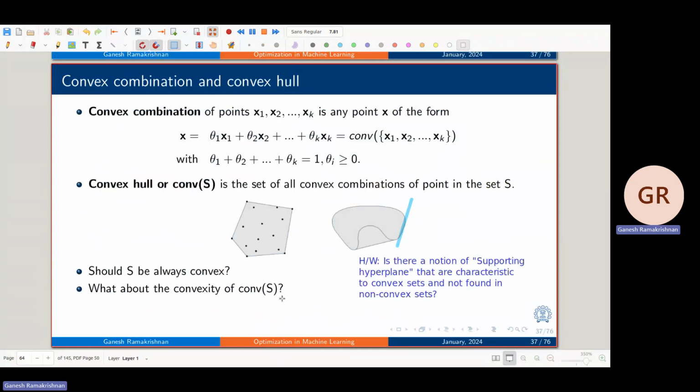Okay, so I'm going to leave you with a homework problem. Can you come up with the notion of supporting hyperplane? Obviously, you can read up the definition, but apply your intuition a lot more.